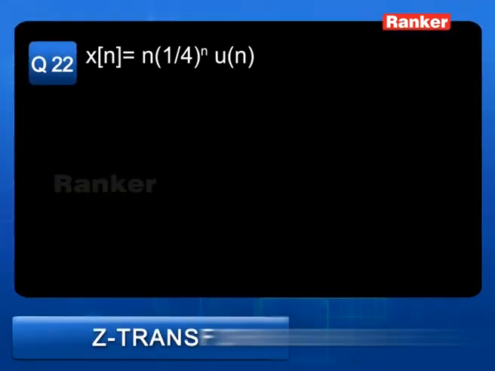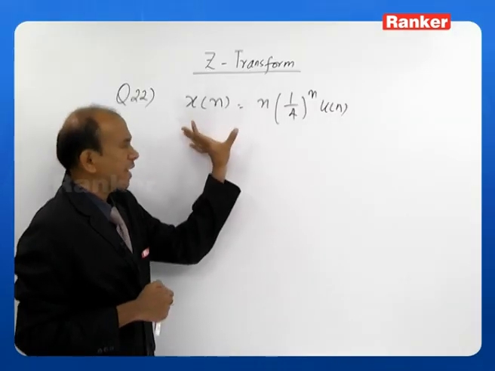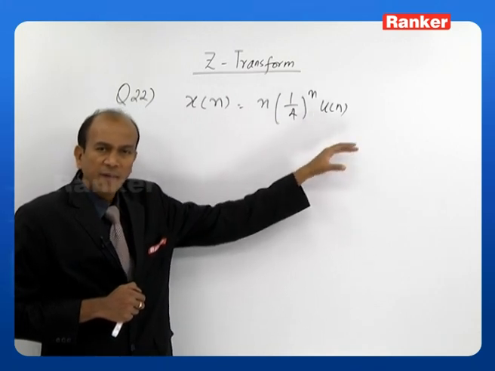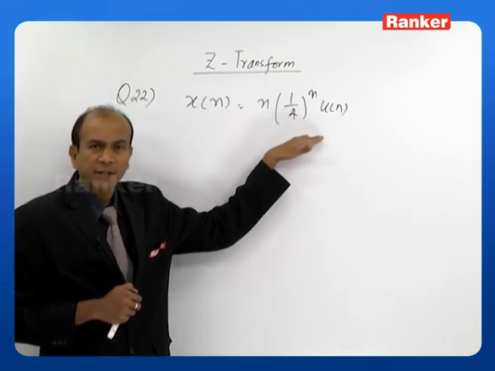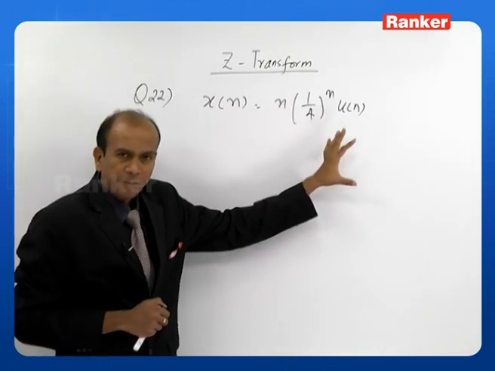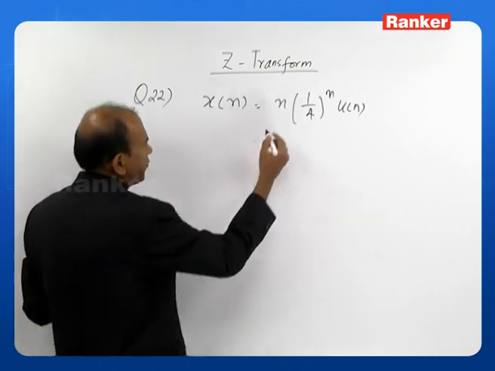The question is, x of n is equal to n (1 by 4) to the power of n u of n. So this x of n is given, which is equal to n (1 by 4) to the power of n u of n. We have to find out x of z for this, or that is we have to find out the z transform. So when we look at this problem, we have to apply differentiation property because of the presence of this n.